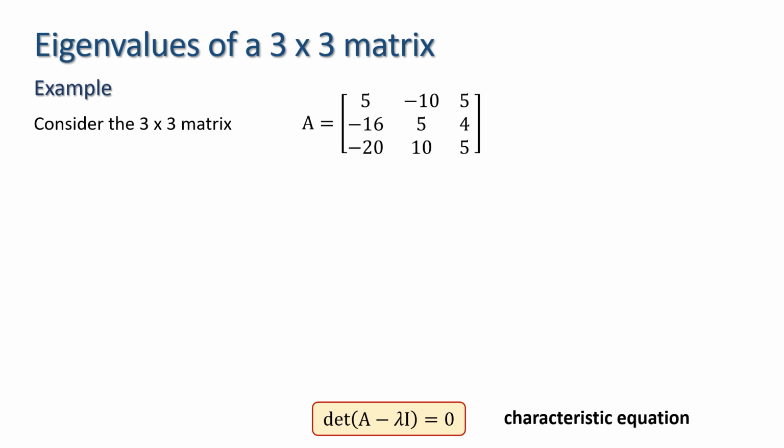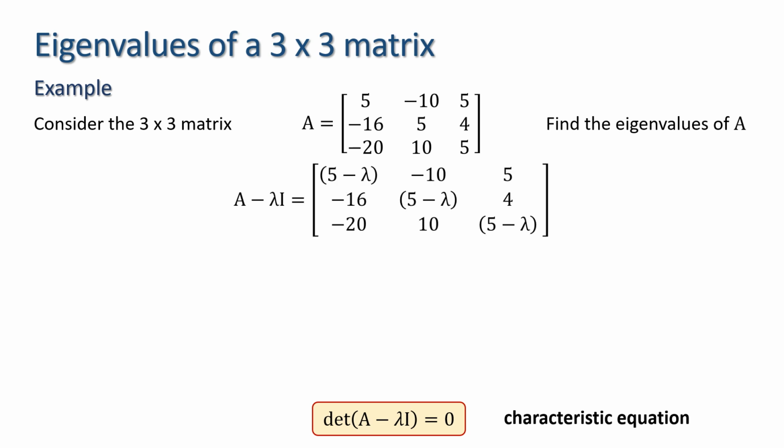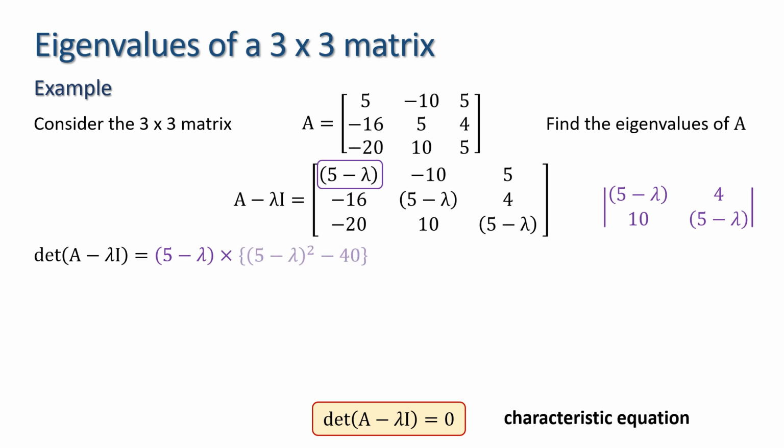Okay, let's look at an example. We want to find the eigenvalues of the matrix A given here. First, we write down the matrix A minus lambda I, giving us this matrix. Next, we need to find the determinant. The first element is 5 minus lambda, and this will be multiplied by this determinant, giving us (5 minus lambda) squared minus 40.